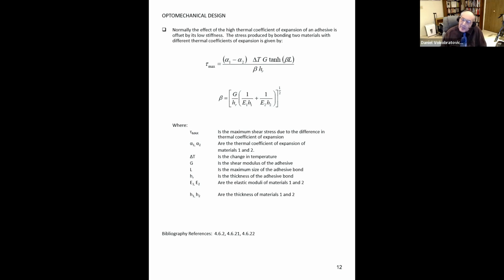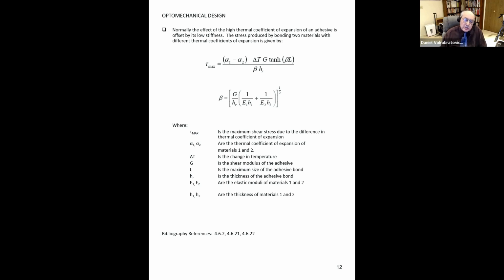Now here you have to be very careful. L would be the diameter of a circular bond. But if you're using a rectangular bond, this is the longest length of the rectangular bond, and that would be the diagonal, not the side, but the diagonal, longest length. H sub r is the thickness of the bond. We can see that the thicker the bond, the lower the shear stress. Beta is a parameter which incorporates the shear stress of the adhesive, the thickness of the adhesive bond, and the stiffness of the two things we're sticking together, E sub 1 and E sub 2 being their elastic moduli, H sub 1 and H sub 2 being their thicknesses. Note that beta has units of inverse length.